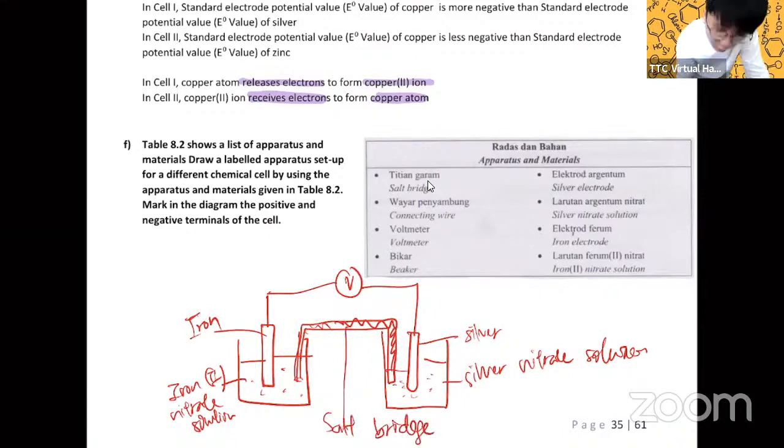Oh, my drawing is so pretty. Prettier than yours, of course.